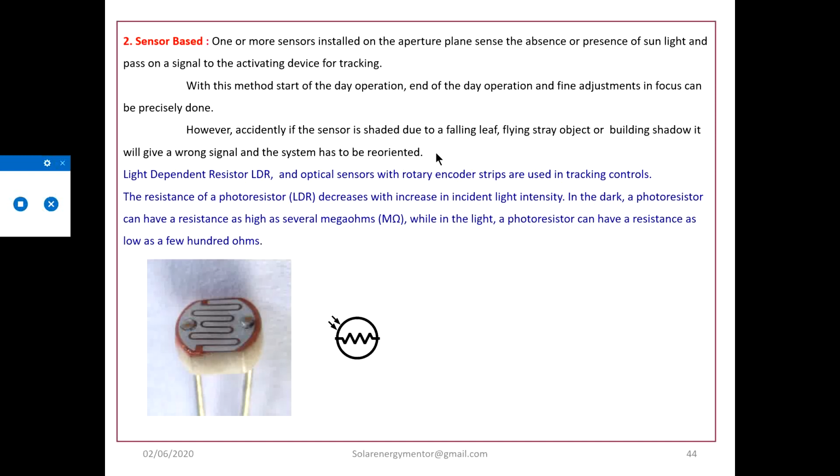In that case, the operator has to see that and reorient the system at that time. So this is the disadvantage of the sensor based system.